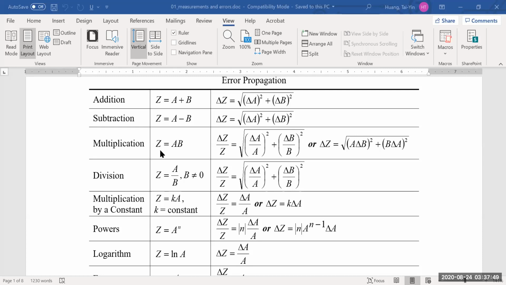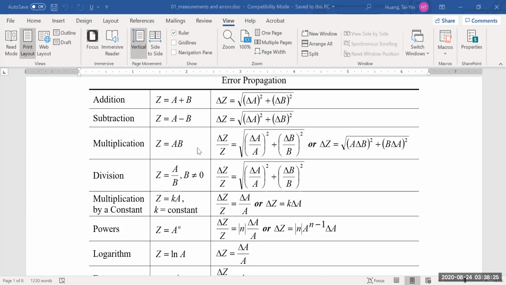So for the derived quantity, how to calculate the error associated with the derived quantity really depends on what kind of mathematical operation you use. So for A multiplied by B or A divided by B, you can see that they follow the same format. So you're going to calculate the relative error, and then the relative error of Z can be calculated using this expression. Delta A over A is the relative error of A. Delta B over B is the relative error of B.